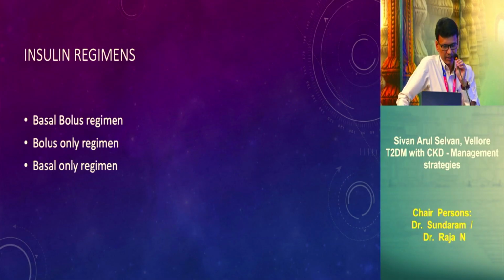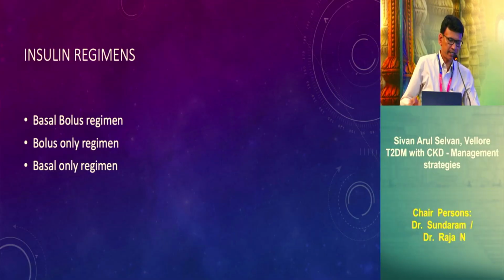So basal bolus will be the best regimen, but in stage 5 CKD, some patients may get control with only bolus insulin, because the bolus insulin itself may act like a basal insulin because of the prolonged duration of action. Some patients may get managed only with basal insulin. So we can decide according to the individual patient.